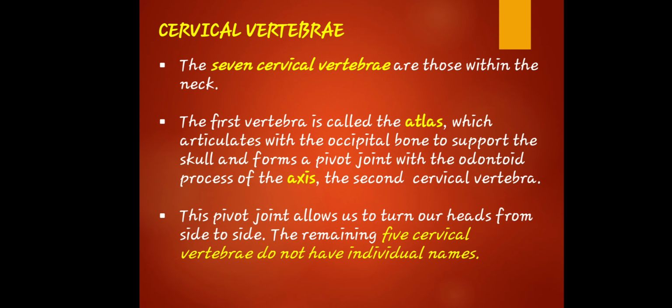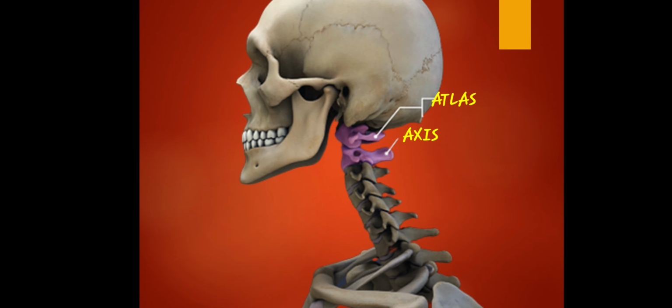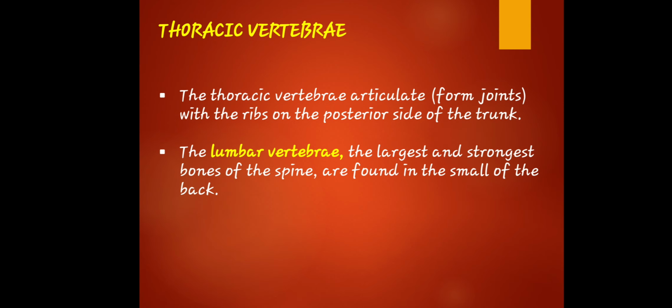If you have questions, you can leave them in our GC. Next. As you can see here, this is the location of the atlas and axis. From the location, we can know that the atlas is the topmost and the axis is the second topmost. We can also know that we can turn our head side to side because of these two features of the cervical vertebrae, the atlas and axis. Okay? Let's proceed to another type of vertebral column, which is the thoracic vertebrae.